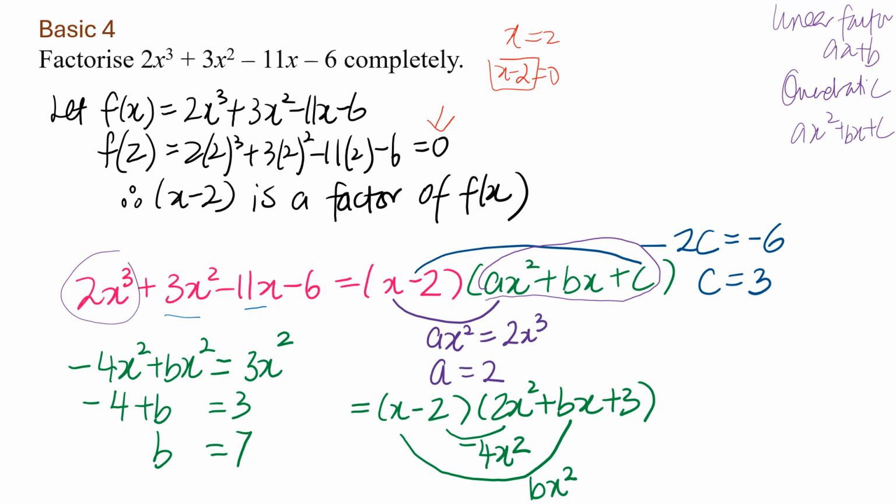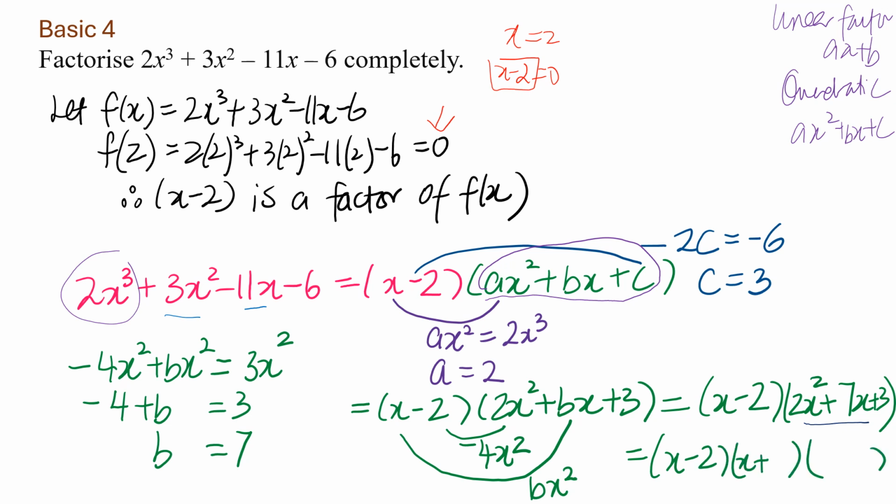So putting all this back into your f(x). Right, so this is what you get, x minus 2 times 2x squared plus 7x plus 3. And of course, this quadratic factor, we can factorize it again into two linear factors. And that's how you actually factorize a cubic polynomial completely.